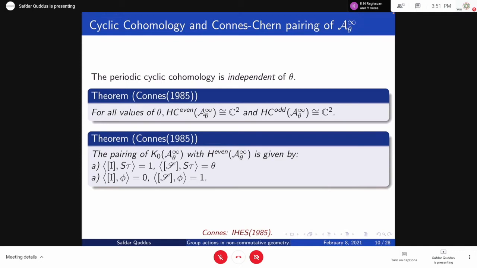Connes also computed the pairing of the projections of the smooth non-commutative torus with the periodic cyclic cocycles. So this is the pairing which he had, and so till now we have an understanding of the Hochschild and the cyclic cohomologies of the non-commutative torus, and also the pairing, which is again an invariant for the non-commutative torus.